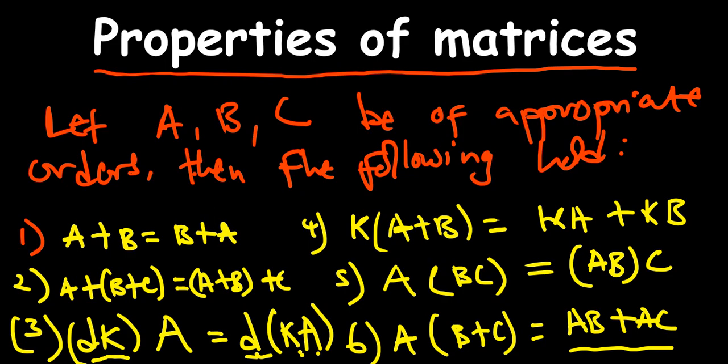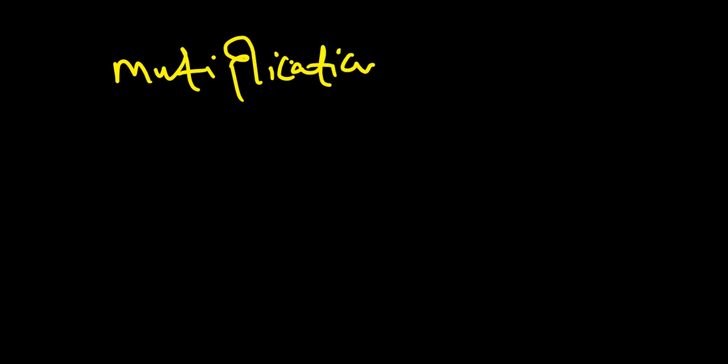So these properties hold as long as your a, b and c have what? Appropriate orders. And then you notice that I didn't say anything about the commutative property of multiplication, simply meaning that multiplication of matrices is not commutative.